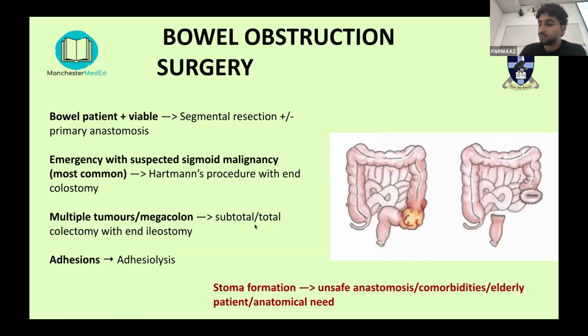Okay. I talked a bit about stomas. As I said, a stoma usually gets made at the first surgery if it's unsafe to make an anastomosis, be it from emergency surgery or if, for example, you're doing rectal operations, they almost never have stomas done at primary surgery and have it done later. Elderly patients and anatomical need.